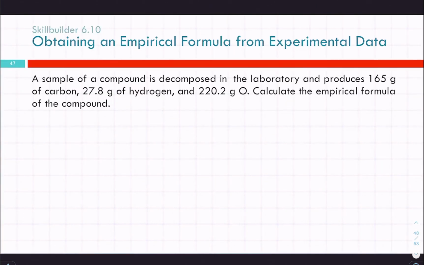There it goes. Took long enough. All right. So it's the same procedure, except now we have 3 different kinds of elements. Actually, we're just going to have a bunch of these examples back to back to back. So we're going to have 165 grams of carbon, 27.8 grams of hydrogen, 220.2 grams of oxygen.